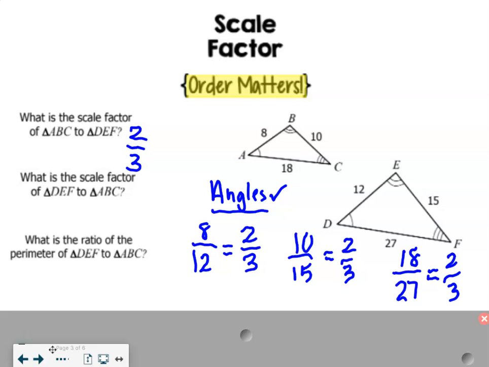Just 3 over 2. You just flip the order. That's it. So if you go from small to big, it's small over big. And if they want big over small, just put the big number on top. That's all.